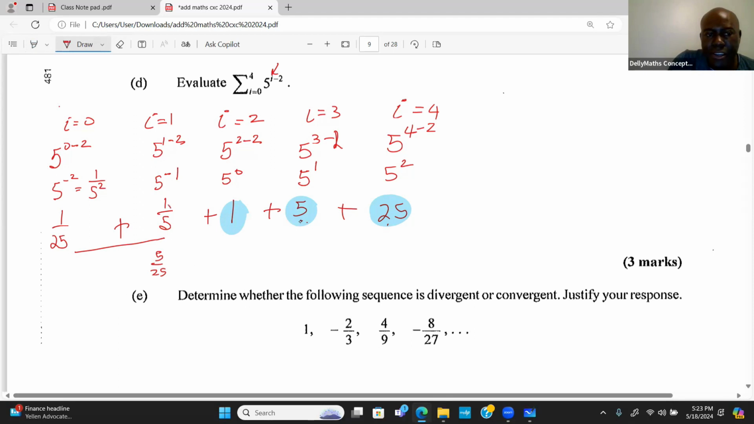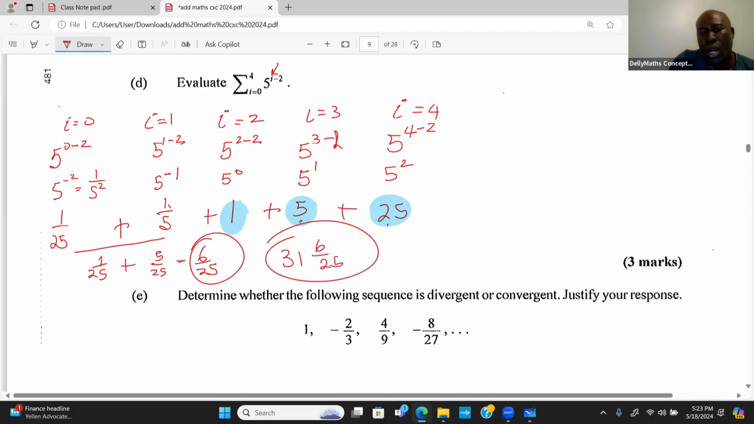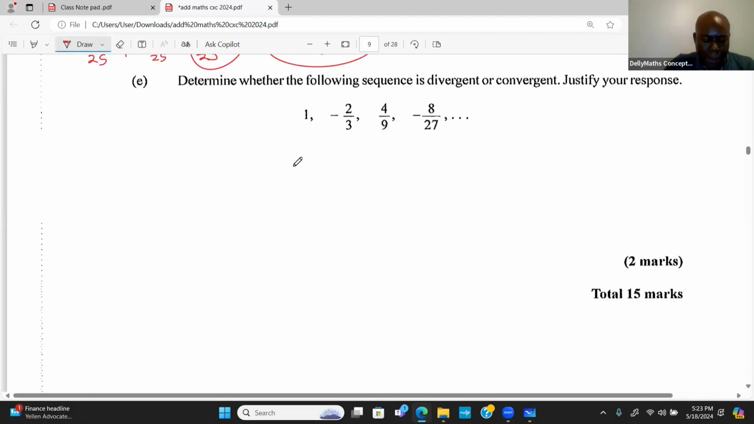So you multiply everything by 5 here. So we have 5 over 25, which is the same thing as 1/5. And so this is 1 over 25. When you add this, you get 6 over 25. So in total what we have is 31 and 6 over 25. That's my answer. So basically, if I put it in decimal, I'm going to get 31.24.